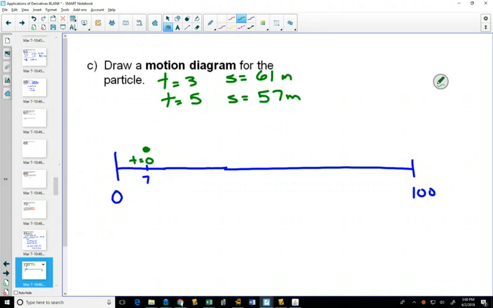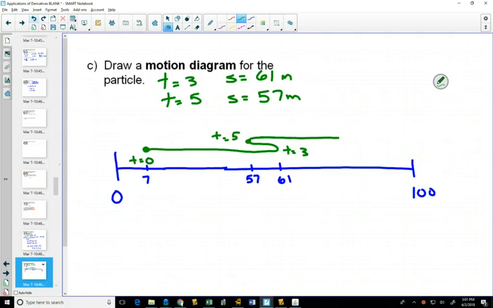Okay. So on here, I'm going to label 61 here, 57 there. What is this path? What is this object doing? It is traveling. And then at t equals 3 seconds, it comes to rest. So this point right here is when time is equal to 3 seconds. It then changes direction and comes back at rest at t equals 5 seconds right here. And then it continues on in that direction afterwards.